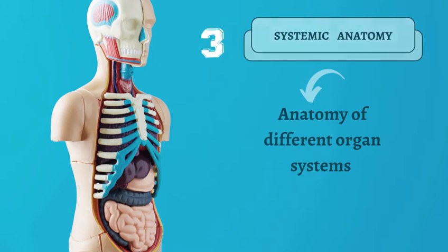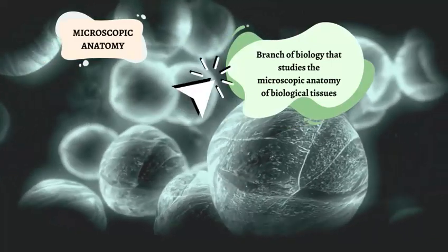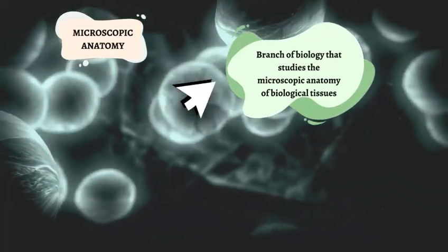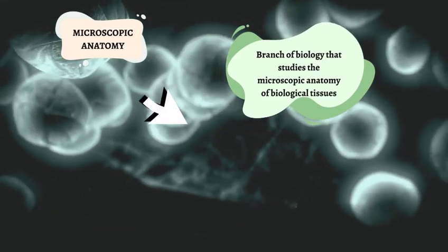The last one is systemic anatomy, which is mainly focused on the anatomy of different organ systems such as respiratory or nervous systems. Microscopic anatomy is the other subdivision of anatomy. It involves the study of minute anatomical structures on a microscopic scale, including cells and tissues.